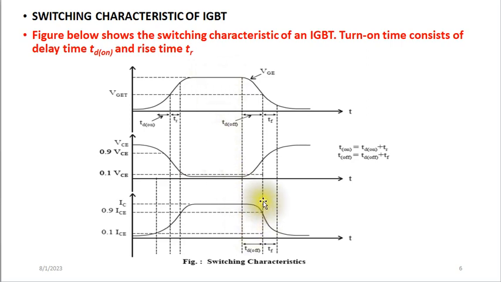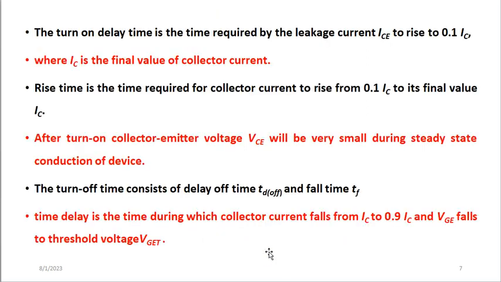So the moment it starts falling, the same thing will happen to the current. It will start falling from the maximum to 90% of its maximum value, and that is our turn-off delay time. And the time it will take to reduce from 90% to 10% of its maximum value is what we call our fall time. This is just an explanation of what I have already mentioned.